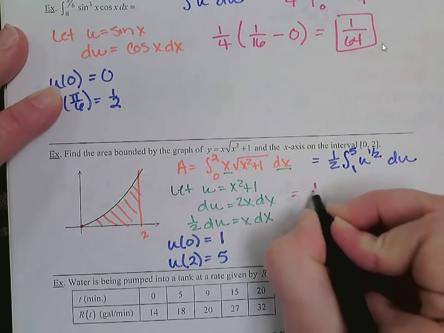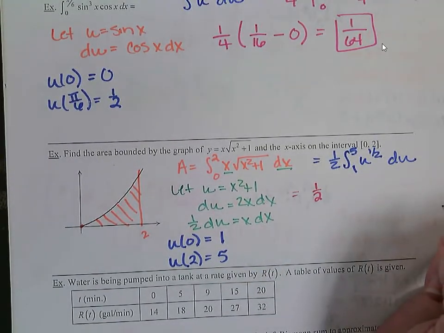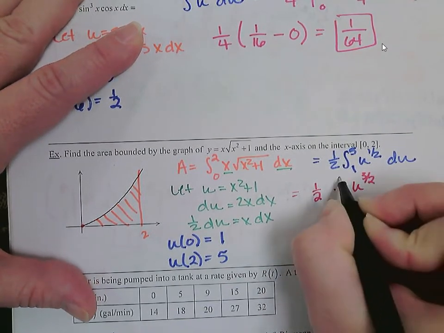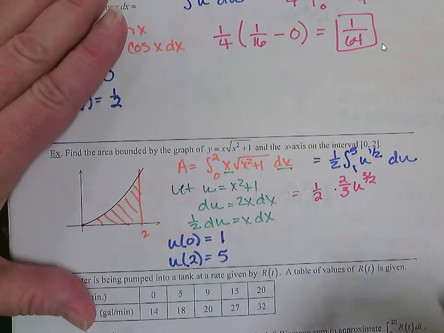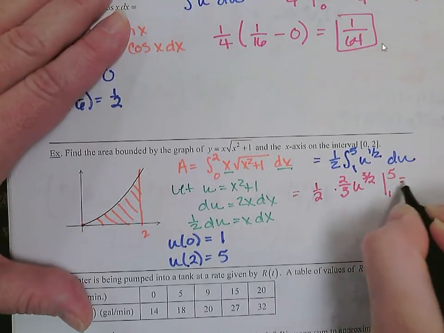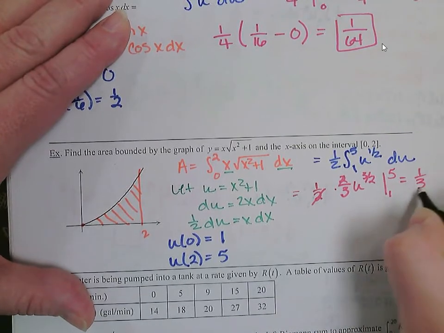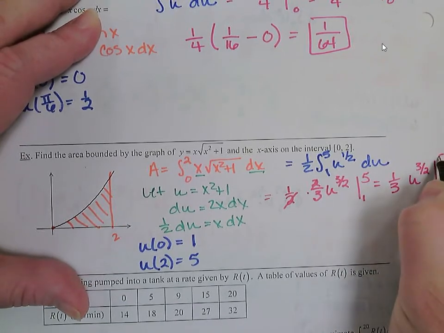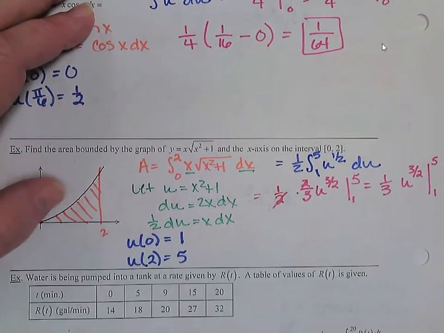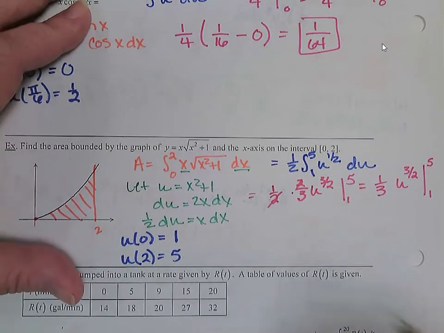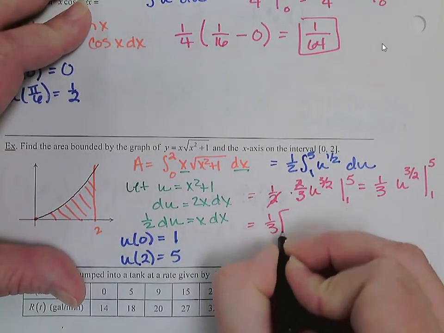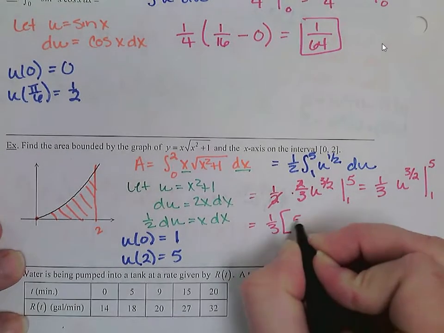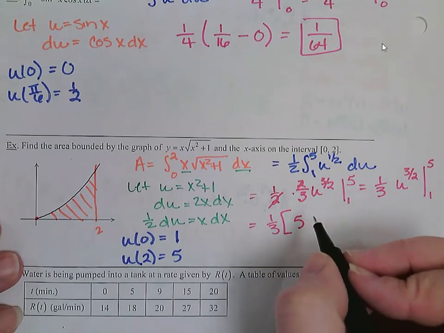So I have 1/2 times the antiderivative of u to the 1/2, which would be u to the 3/2 divided by 3/2, or times 2/3. So I have 1/3 times u to the 3/2 evaluated from 1 to 5. I'll leave out the 1/3 for now. So I have 5 to the 3 halves.